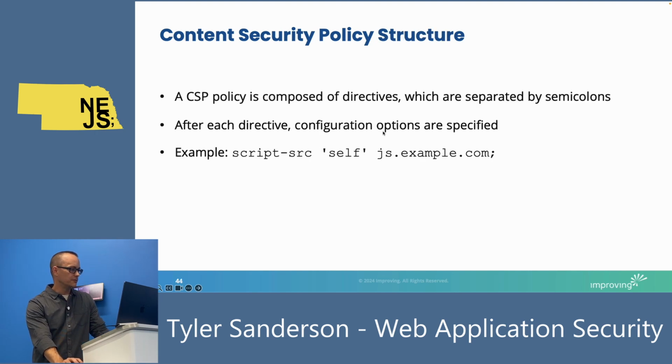But here's what a directive looks like. So this is specifying where you can get your JavaScript from. So you're saying self, so the origin that's hosting the web page, and then here's another origin that you're allowed to source JavaScript from. And everything's assumed to be HTTPS unless you specify HTTP. It's just going to assume HTTPS, so you don't have to specify that if you don't want to.